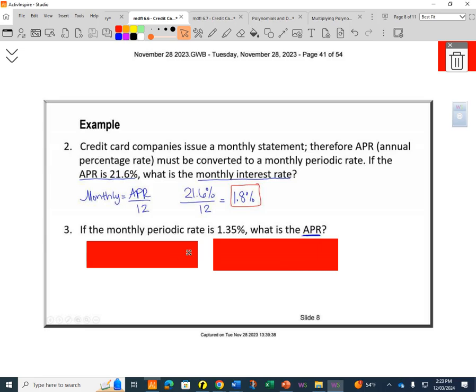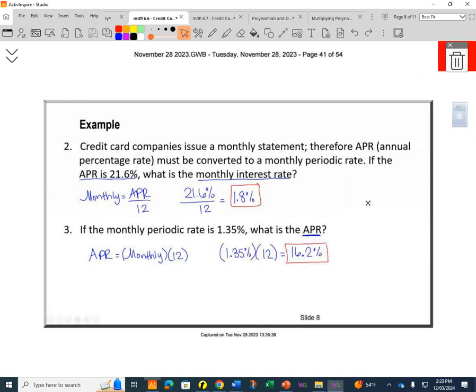monthly interest rate. And you can go the other way. If they give you the monthly rate, you could tell them what the APR or the annual percentage rate is by multiplying by 12. And so if they tell you the monthly rate, multiply by 12, and then your APR would be 16.2%.